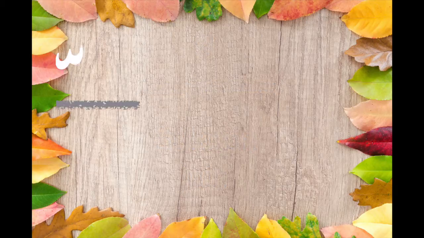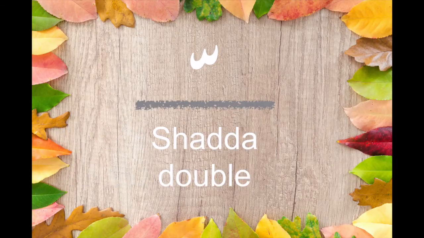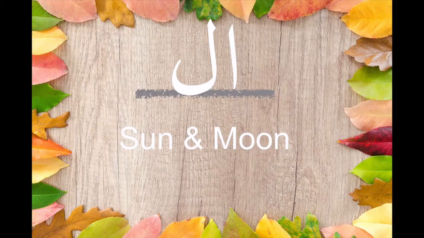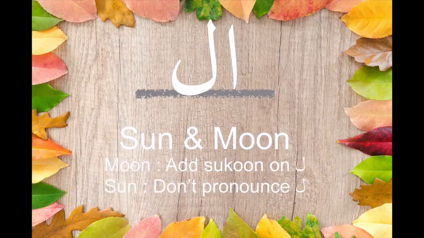And then the next symbol was the Shadda, and this is the one where you pronounce the letter twice, like a double letter. And then lastly, we looked at the sun and moon letters, where it determines how we say the word al. So if it is a moon letter, then we add a sukoon onto the lam and we actually say al. Whereas if it's a sun letter, then we don't pronounce that lam and we move straight to the next letter. So for example, shams would be ash instead of al shams.